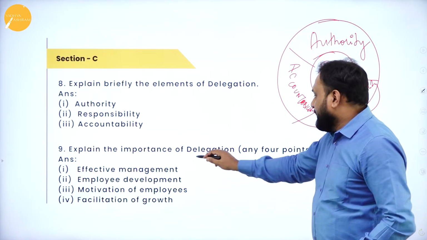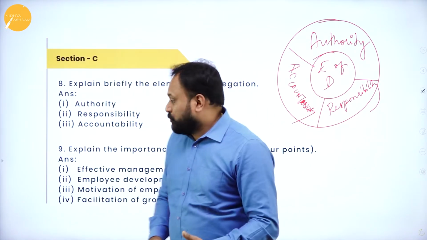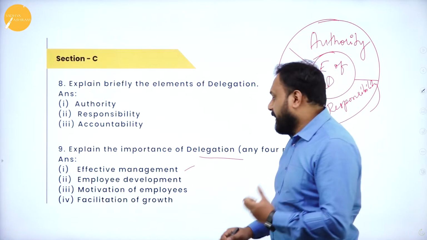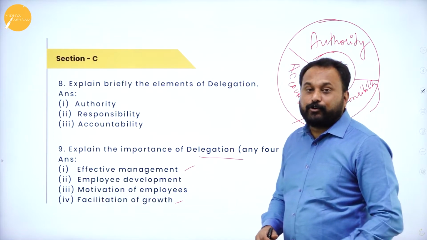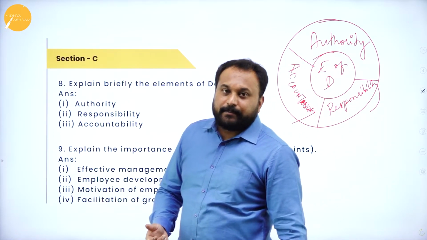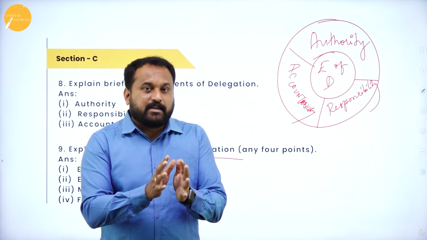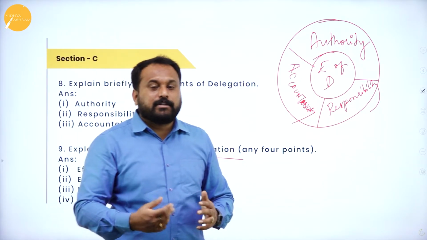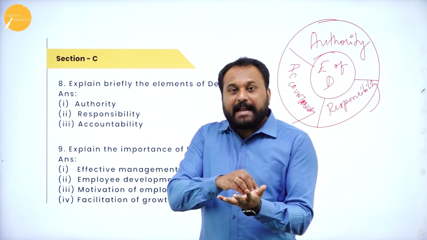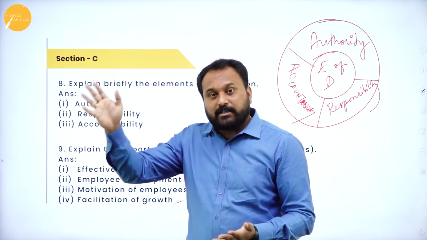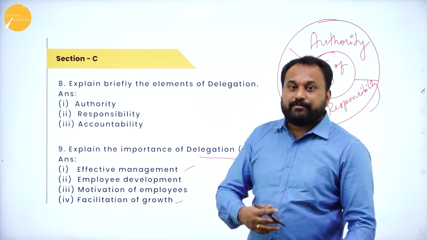Explain the importance of delegation. Any 4 points is what they'll always prescribe, but I'm telling you, write more. So you have effective management, employee development, motivation of employee. Then the last one is facilitation of growth. Why does delegation happen? Because the superior needs to give his authority as well as responsibility to the person who is the next subordinate. Why? Because we are planning not for the short term, we are planning for the long term. So we need to assign the duties to the subordinate. Even they are supposed to work for the benefit of the organization.